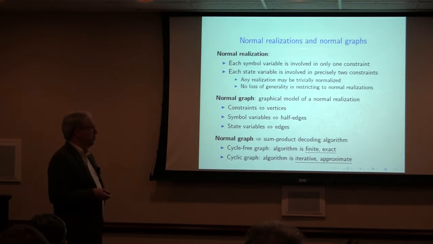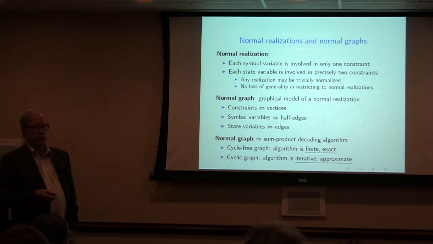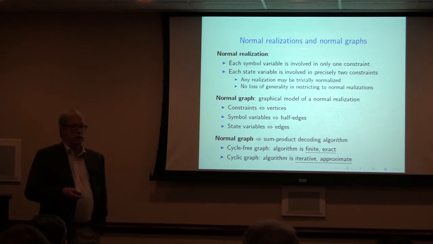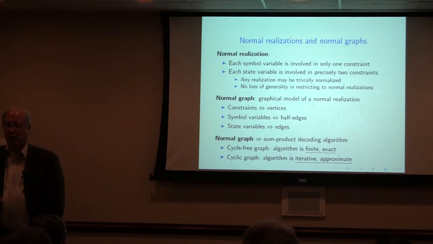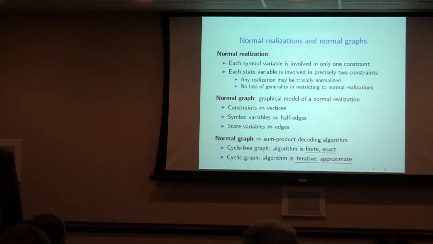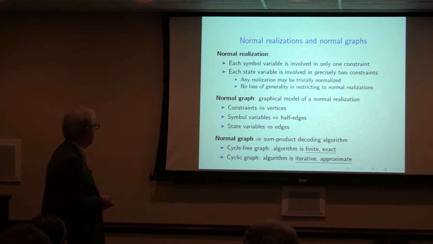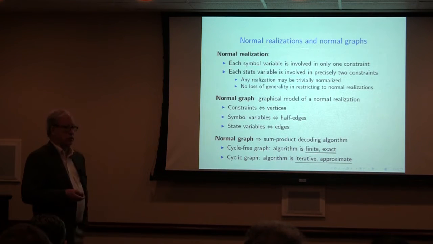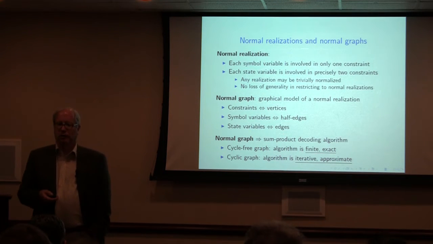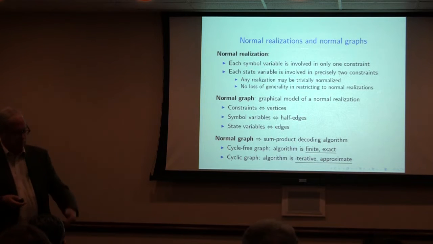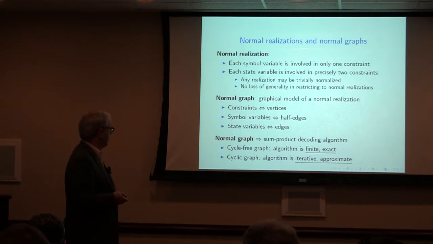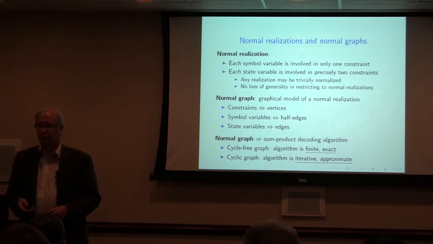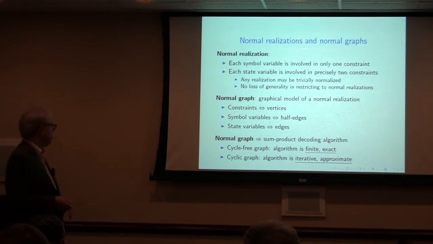And once I've done that, there's a clear translation from a realization to a graphical model for the realization. We make the constraints correspond to the vertices in the graph. The symbol variables, which only touch one constraint or one vertex, are going to be half edges. And the state variables, which touch 2 constraints, are going to be the edges. So, pretty basic.